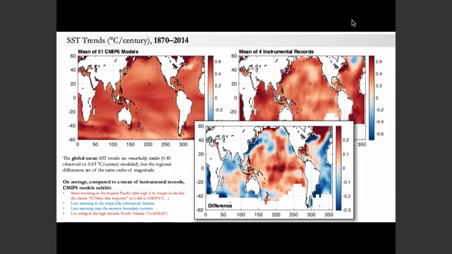And Maria reminded me to remind all of you that even if we had perfect models and even if we had perfect observations and even if we perfectly knew the forcing, we would not expect this map of the difference to be 0 everywhere because we do have internal variability. Nonetheless, over this 145-year period, there's been a lot more warming in the CMIP6 multi-model mean than in the mean of the instrumental records in the tropical Pacific.